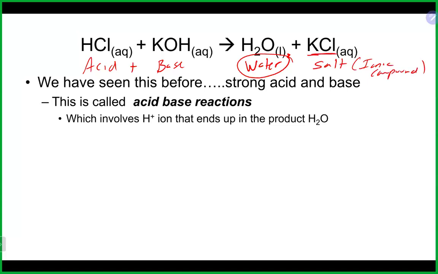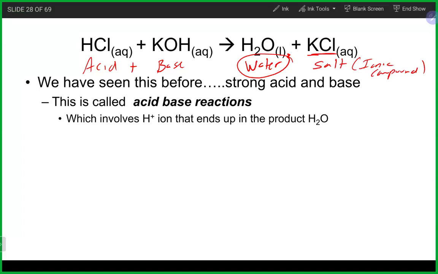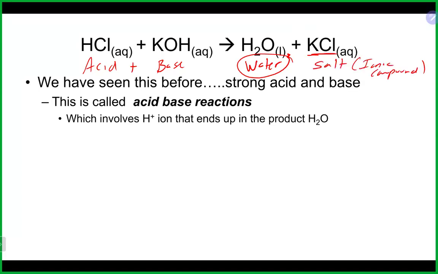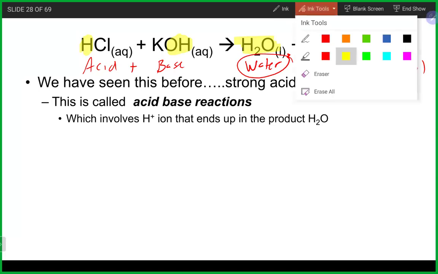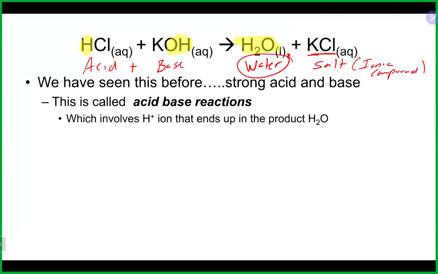So where does the water come from? The water always comes from the hydrogen from the acid and the OH from the base. That makes water. And that's ultimately what is happening in this reaction. It is the H+ from the acid finding the OH- from the base, water. And that is what is called an acid-base neutralization reaction. They call it an acid-base neutralization reaction because basically you're making water.